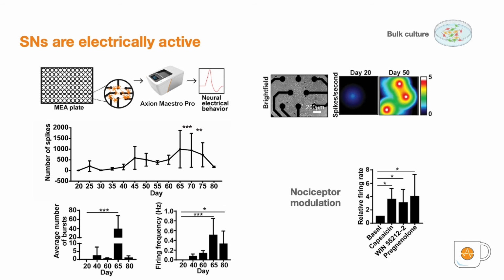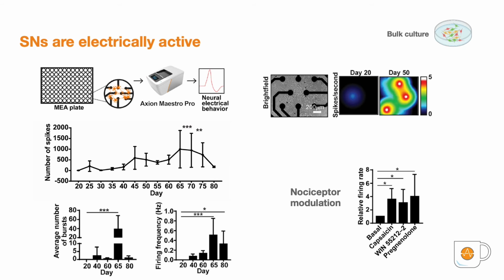To test whether the sensory neurons are electrically active, we turn to the MEA Axion Maestro Pro. During differentiation, we replated the neural crest cells into MEA plates, continued the differentiation, and monitored their electrical activity over time. Here you can see a representative image of the plating of our sensory neurons in a well of the MEA plate. The black lanes indicate electrodes.